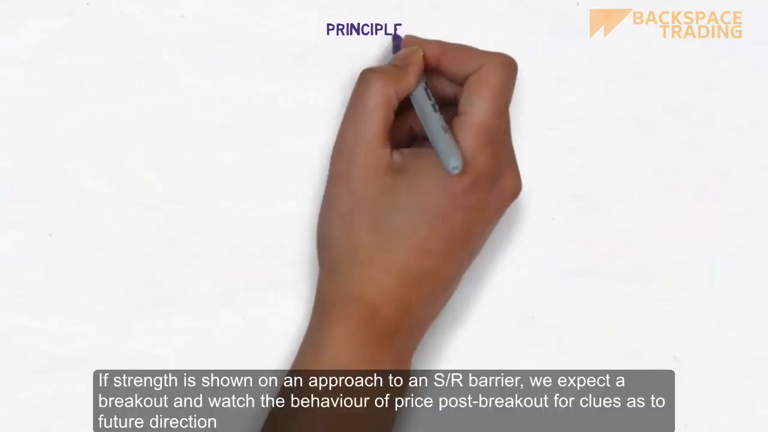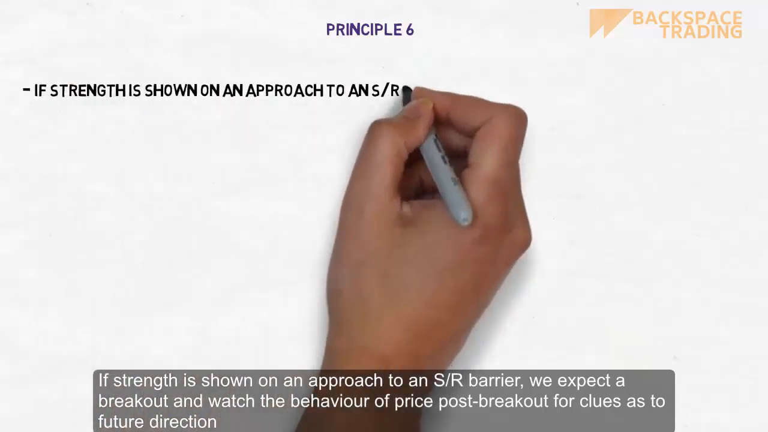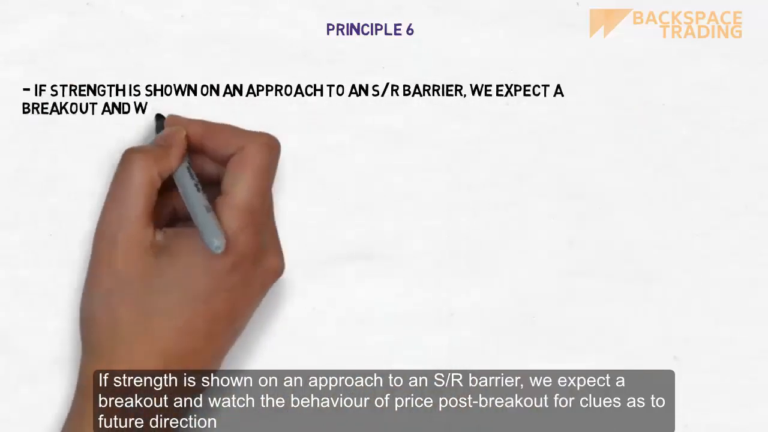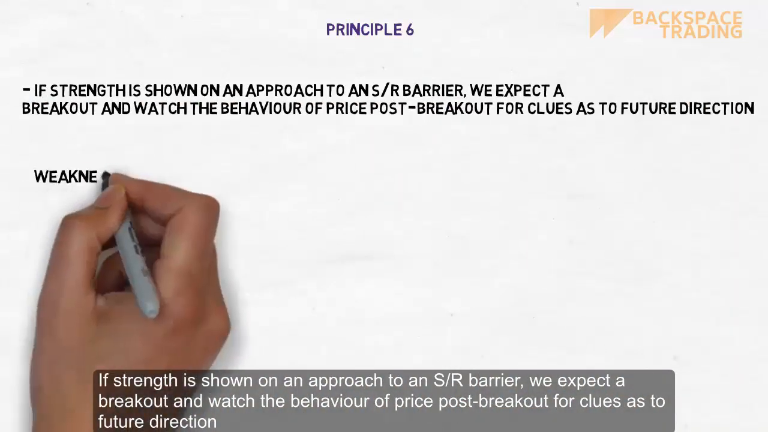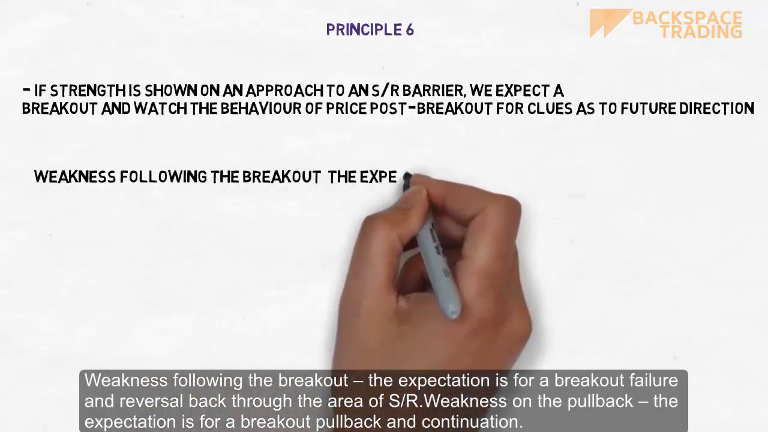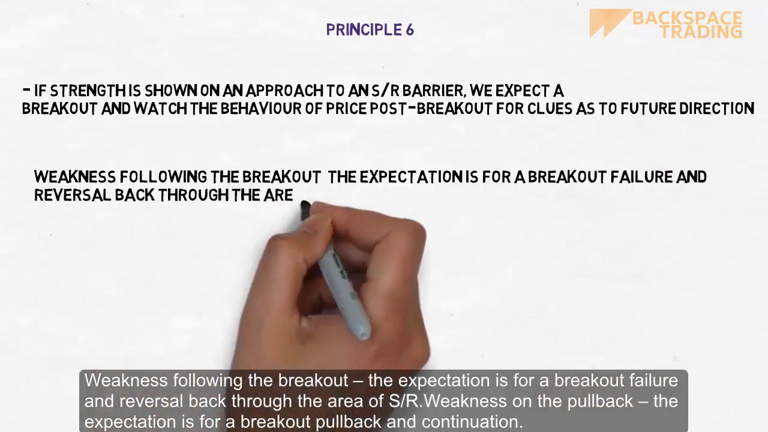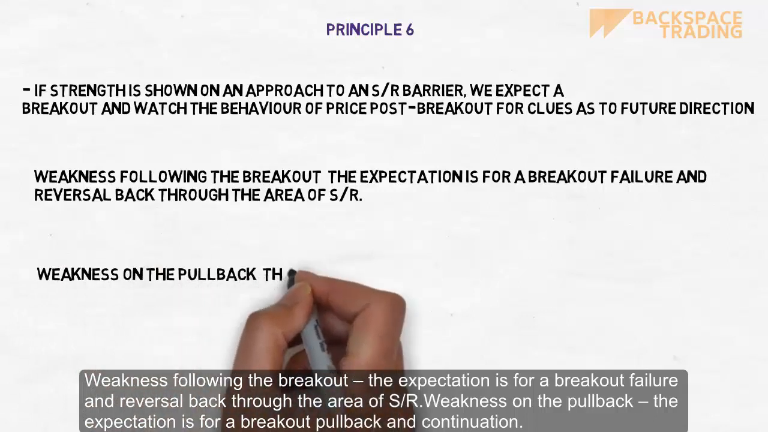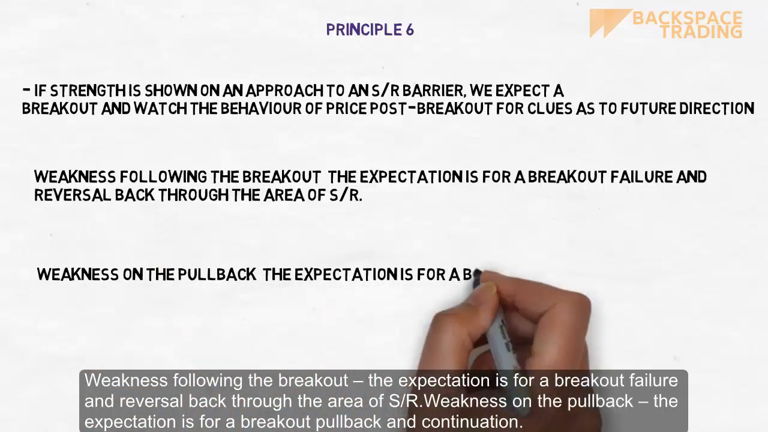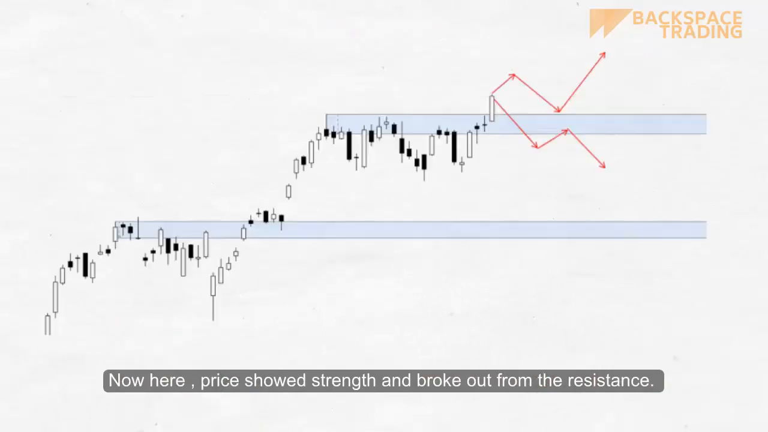Now there comes the sixth principle. Here, if strength is shown on the approach to a support or resistance barrier, we expect a breakout and watch the behavior post breakout for future direction. Weakness following the breakout, expectation is for a breakout failure and reversal, and weakness on a pullback, expectation is for a breakout pullback and continuation. Now all this will make sense when you get to see the charts, okay.